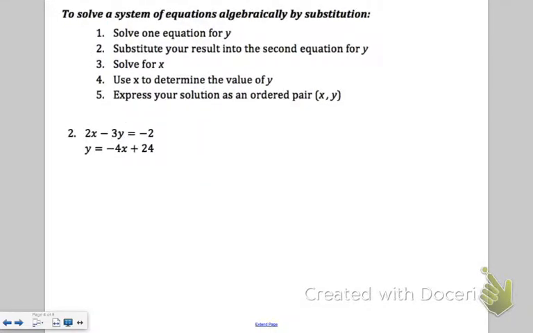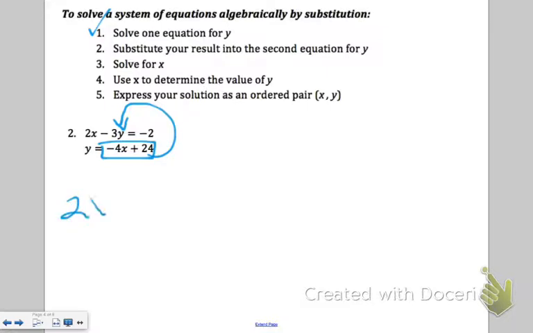Okay, I know I didn't do a very good job with referencing these steps that we're using here, but I'll be sure to do that in this example. So again, step 1, solve one of the equations for y. Our second equation is already solved for y, so the first step is already done for us. Substitute your result into the second equation and solve for, well, it should say the other variable. So we're going to take negative 4x plus 24 and substitute it for y in the first equation.